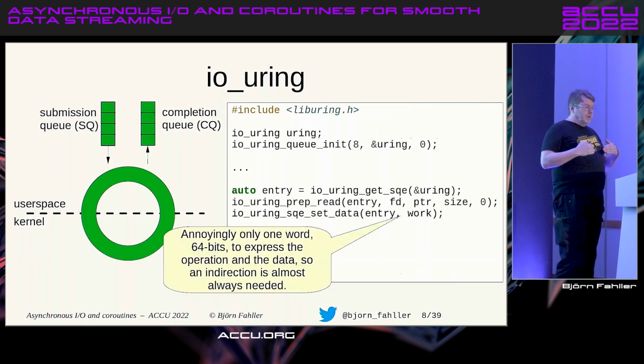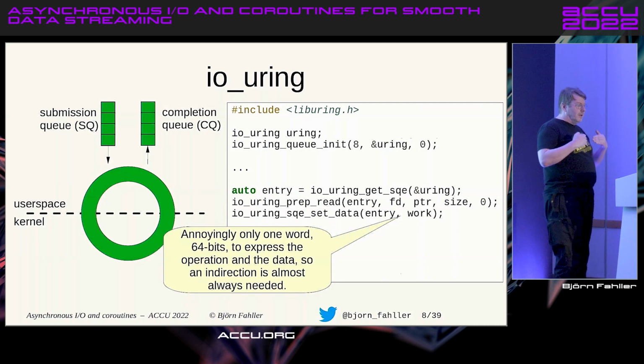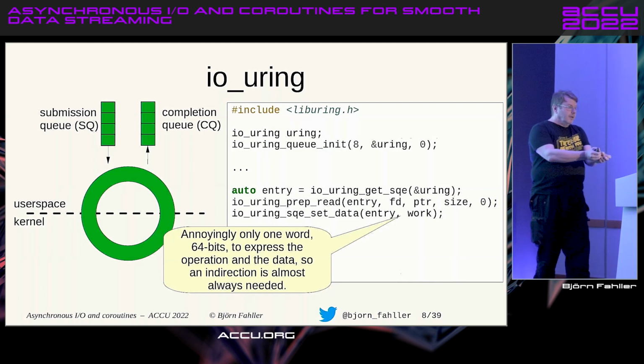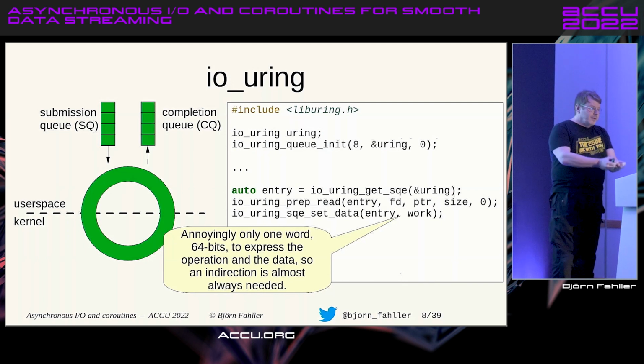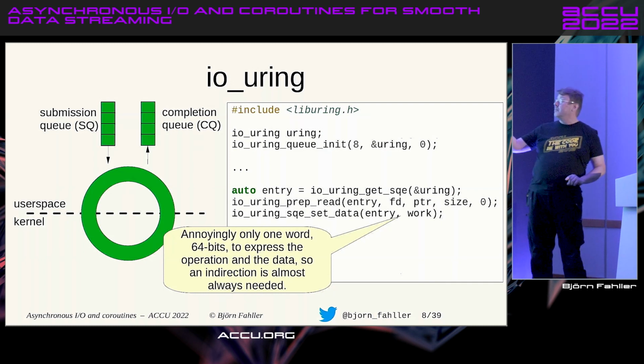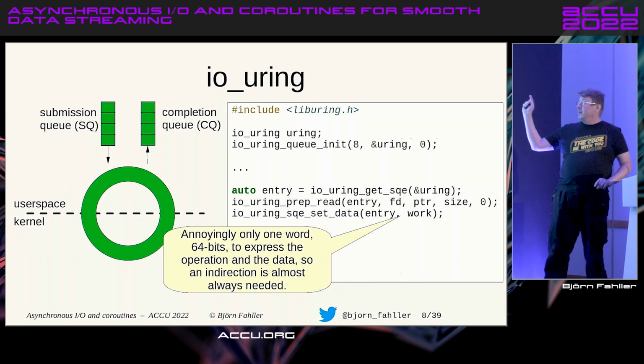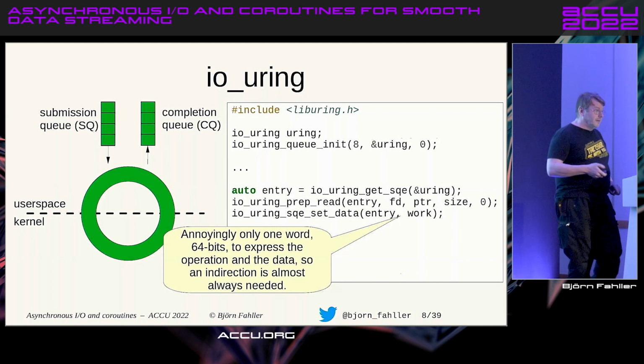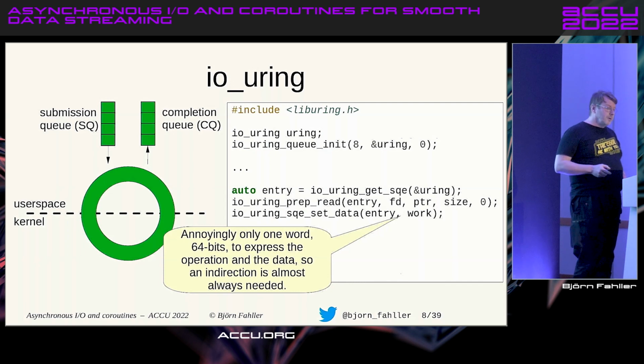And what you do when you want something to happen is you get a submission queue entry and you prepare an operation. In this case, you prepare a read. So you say, I want you to be ready to read data for this entry, for this file descriptor, and when data arrives, I want you to fill it to this data area that is pointed to by the PTR and size. And the 0 at the end is just a flag that we can ignore right now.